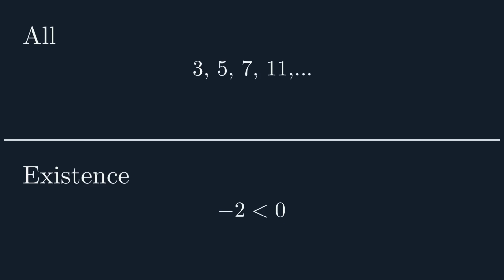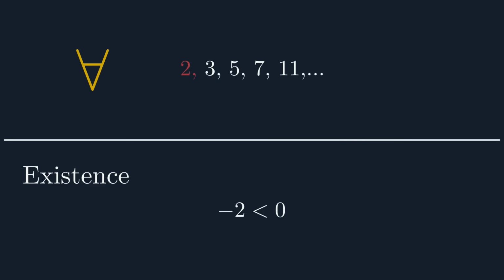Now, aside from the fact that the first statement is false, we notice that it provides a statement about all elements of a certain type, in this case prime numbers. We denote these kinds of statements with this upside down A here. The second statement, however, gives us some information about at least one element. There might be multiple, but there must always be at least one, which is usually denoted by this mirrored E.